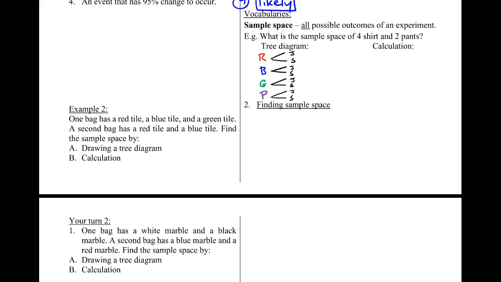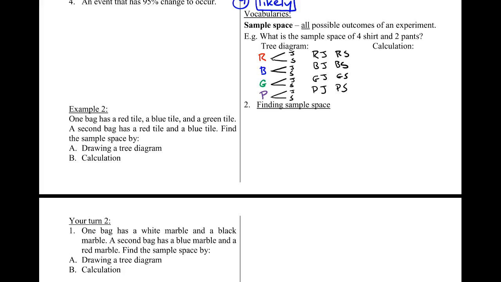So now I can go through and list out all my possible outcomes. So I could wear a red shirt with jeans, a red shirt with shorts, blue shirt with jeans, blue shirt with shorts, green shirt with jeans, green shirt with shorts, purple shirt with jeans, or purple shirt with shorts.